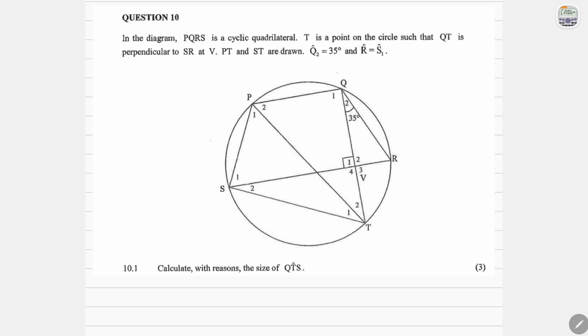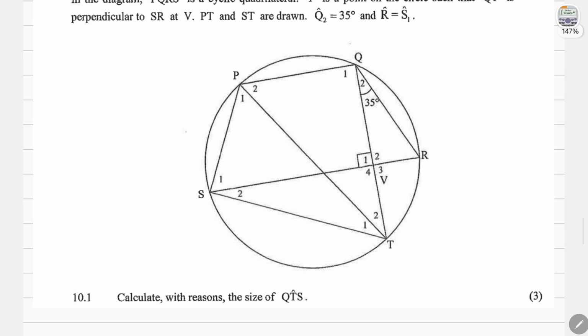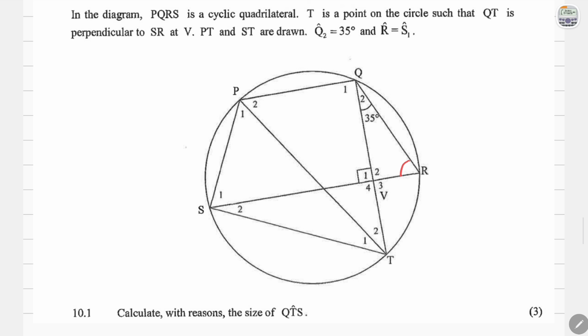And then they tell us that PT and ST are drawn. There's PT and there's ST. Okay, those lines are drawn. And they also tell us that angle Q2 is equal to 35 degrees and angle R is equal to angle S1. We need to put that down. So angle R is equal to angle S1.